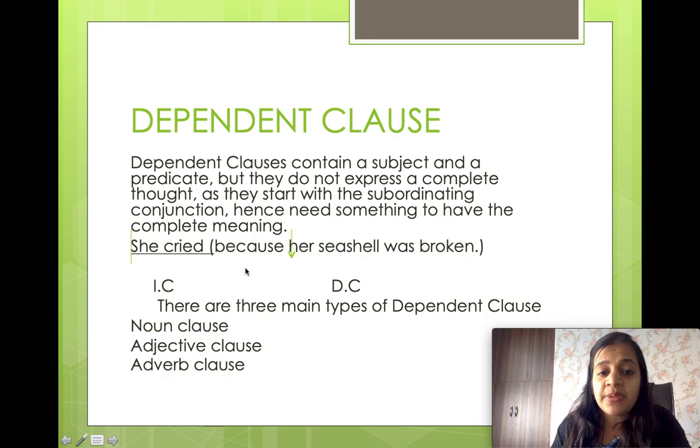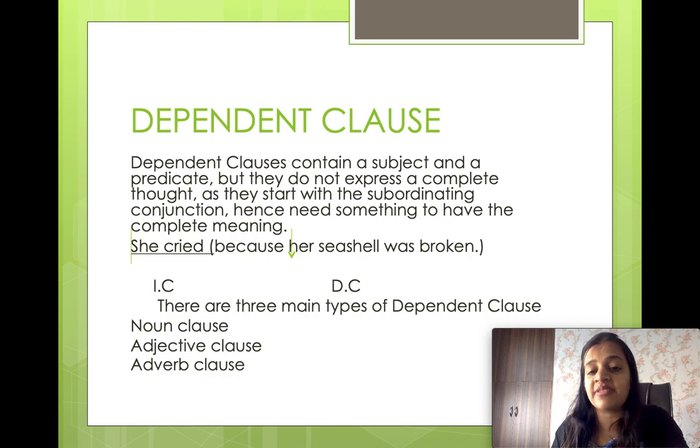But if we say because her seashell was broken, then there is a question in our mind. Then what? Then so what? क्योंकि उसका seashell टूट गया था, then what? Means it's not completed. It needs something else to have the complete meaning. It depends basically upon the main clause. That's why it is called dependent clause. Though it has the subject and predicate, but it starts from the subordinating conjunction. That's why it doesn't convey the complete thought, and hence it needs something else to have the complete meaning, and so is called the dependent clause.